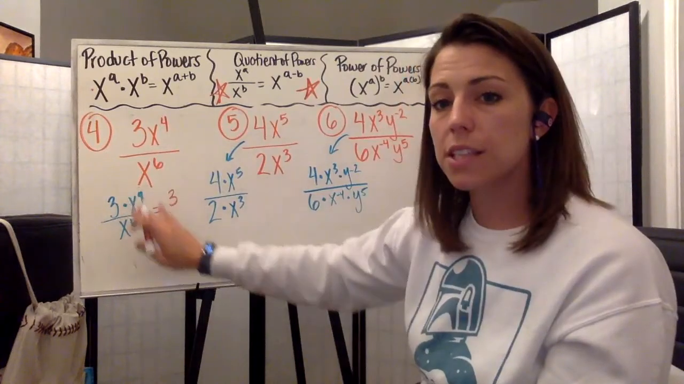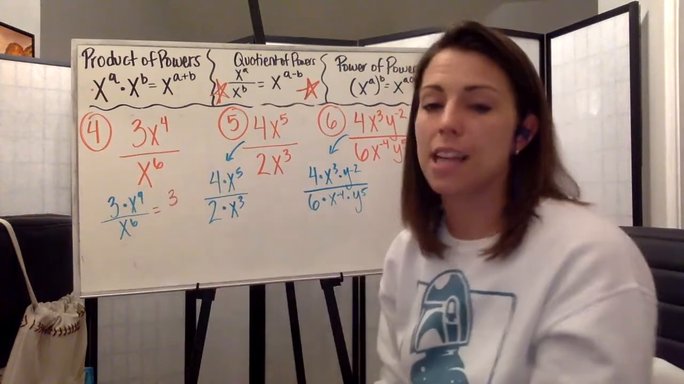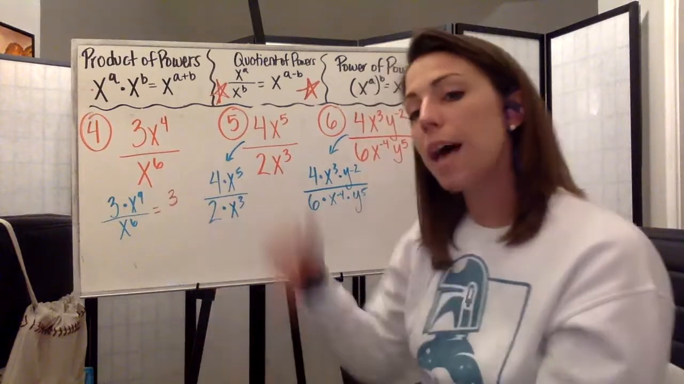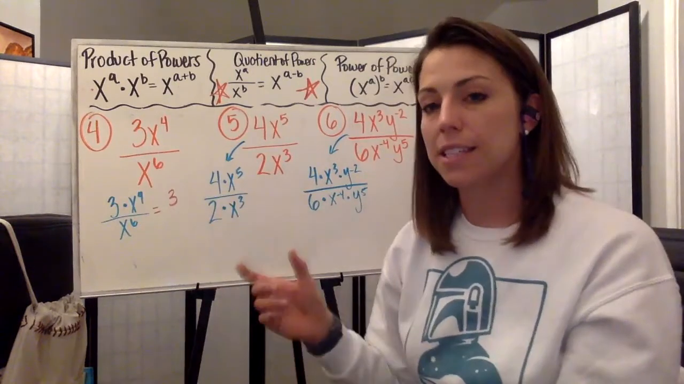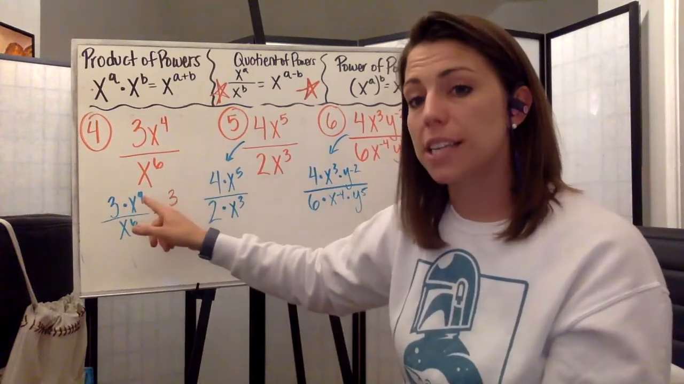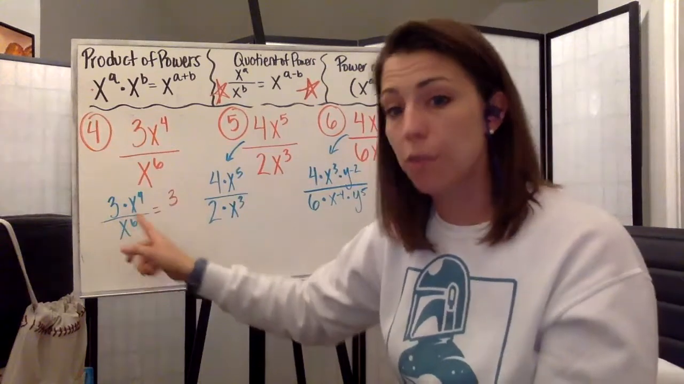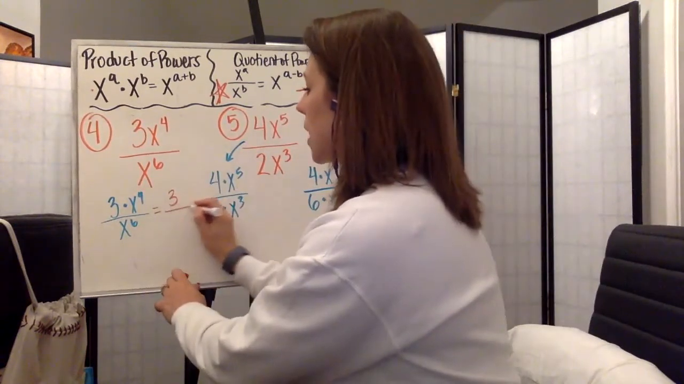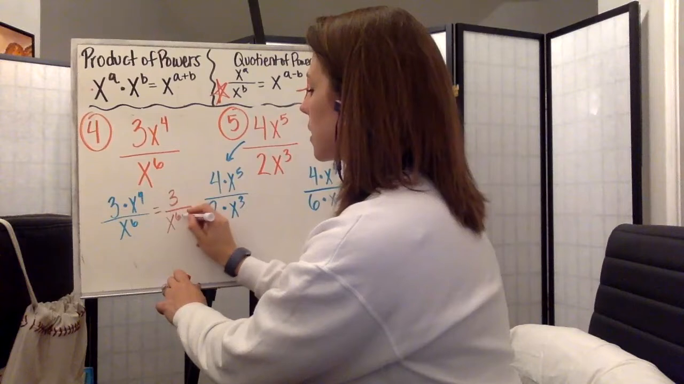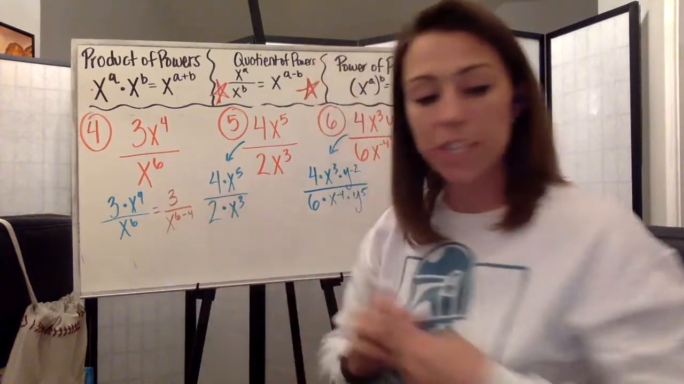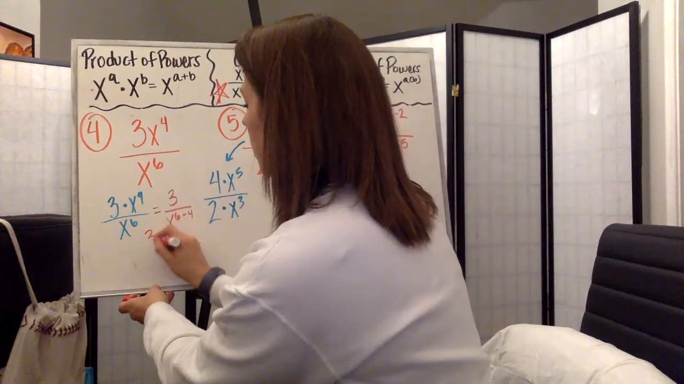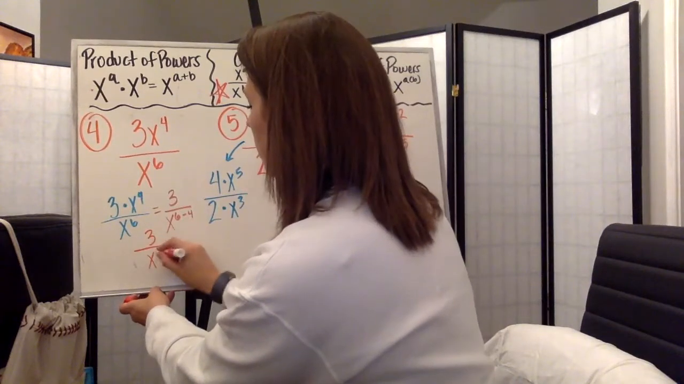We've got 4 x's in the numerator and 6 x's in the denominator. Which one has more? 6 is more than 4. So that means our x's are going to be in the denominator. These 4 x's will be canceled out with 4 of these 6 x's. They're all going to be big ones. So in the denominator, I've got x to the 6 minus 4, which means my final answer for number 1 is 3 divided by x squared.